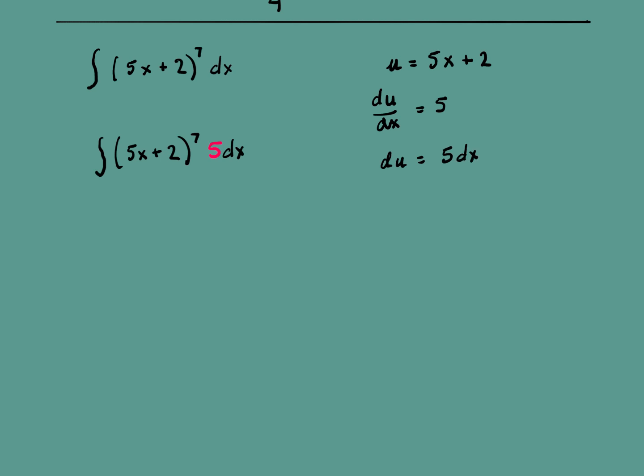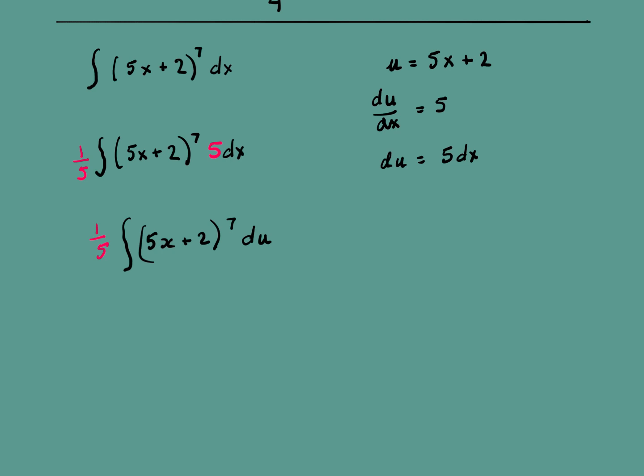But because we have a 5, what we're going to do is we can change that into a 5, that's fine, but we're going to need to divide it by 5 as well. Now that's going to cancel out, so that'll be all fine. So now we start again, and we've got 1 over 5 with the integral of 5x plus 2 to the power of 7, and we exchange 5 dx by du.